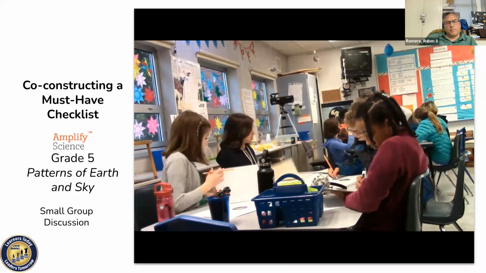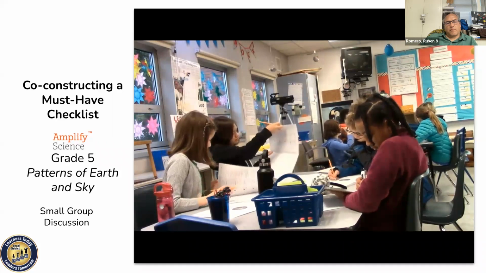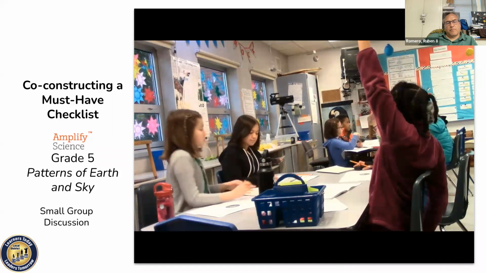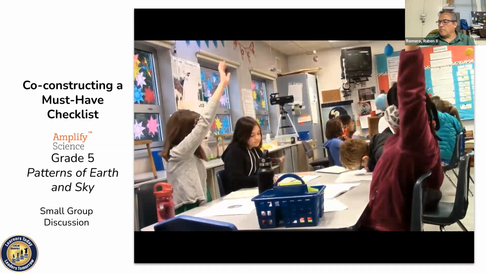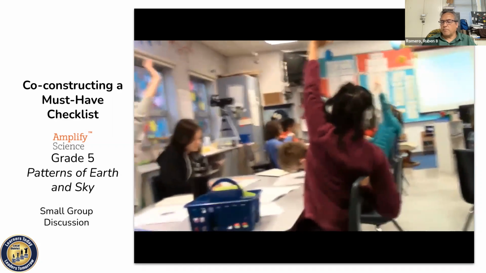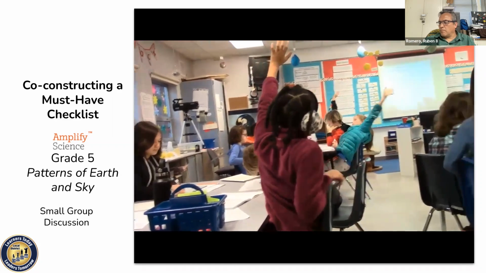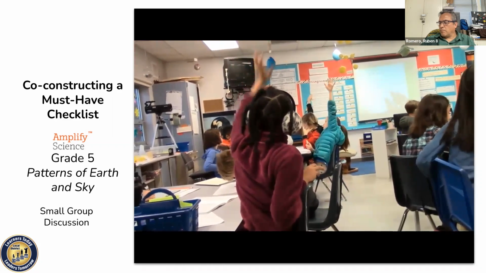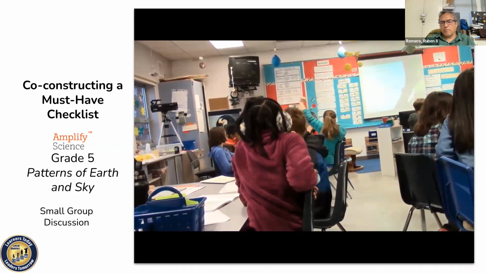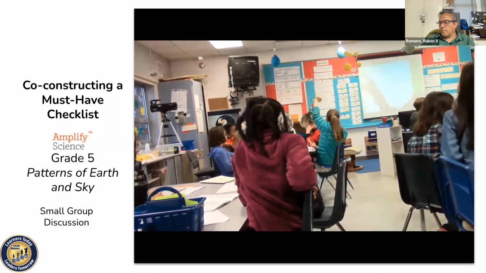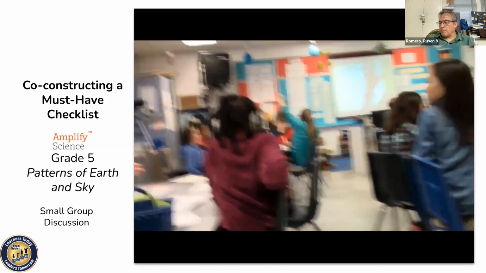What is a must-have that you feel you need to have to answer the question, what did you learn about the relationship between Earth and stars that helped us solve the problem of the missing artifact? Soliana. Constellations. So do you mean that as part of your drawing and your explanation, or both? Both.